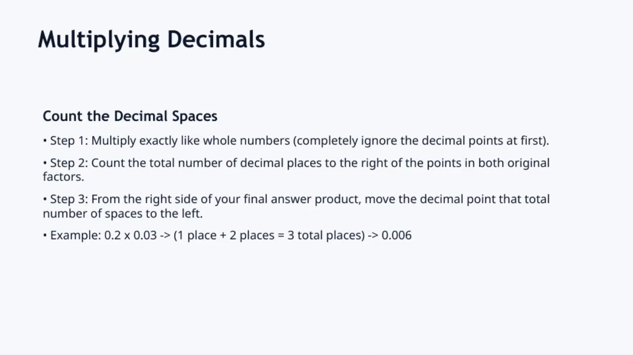When multiplying decimals, we start by ignoring the decimal points entirely. Treat the numbers like whole numbers and multiply as usual. Next, we count how many decimal places there are in both numbers combined. Finally, we take that total and move the decimal point in our answer that many places to the left. For example, multiplying 0.2 by 0.03 means moving the decimal 3 places left, giving us 0.006. It's a simple, step-by-step process that keeps everything accurate.